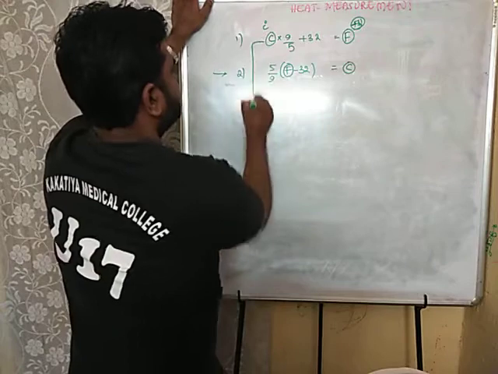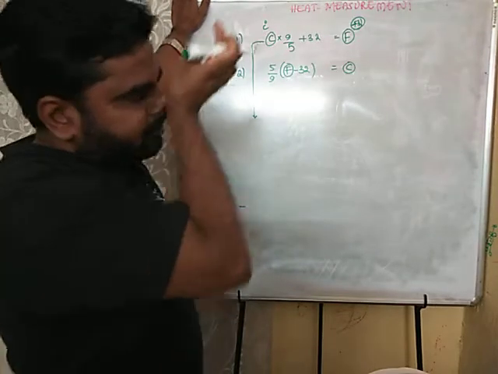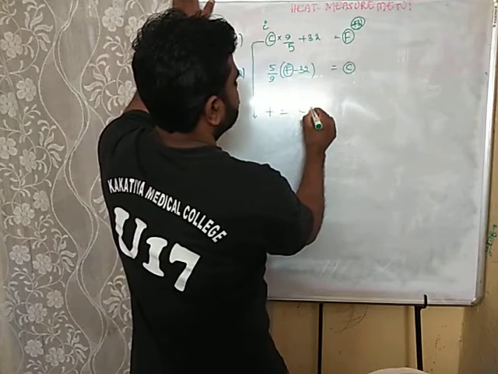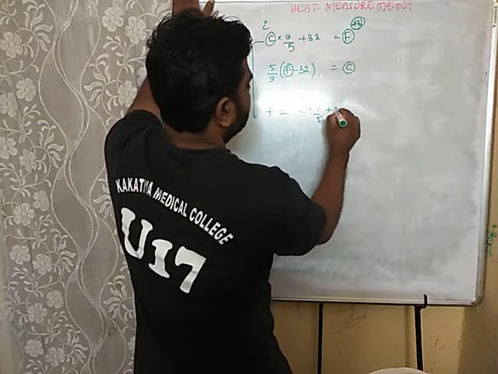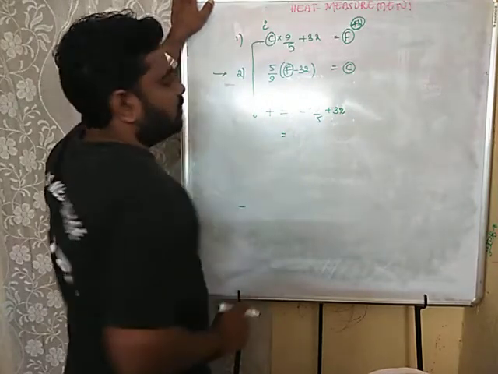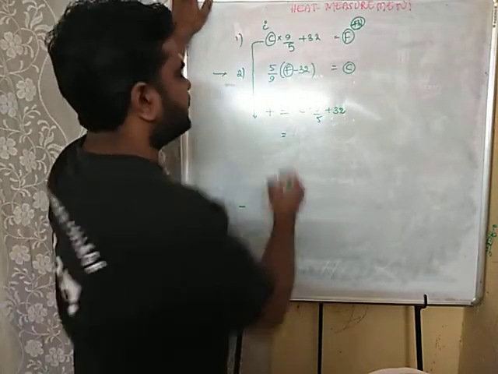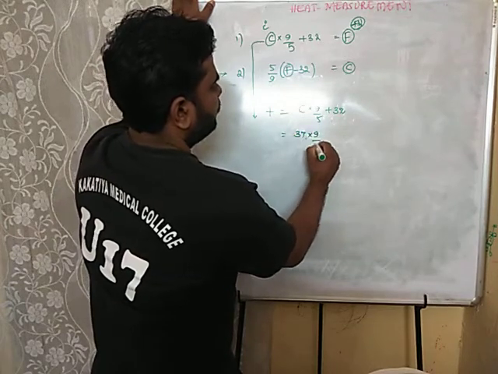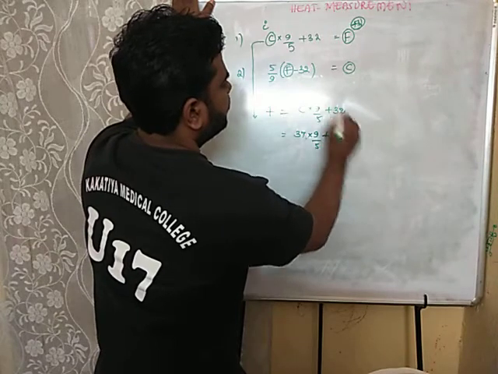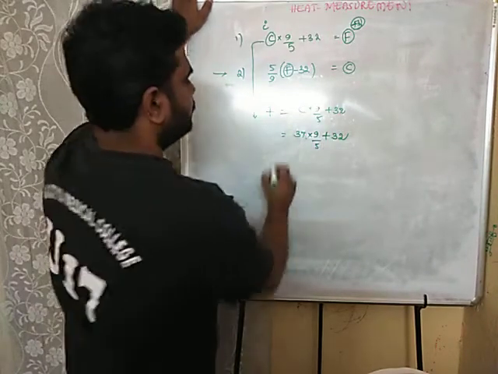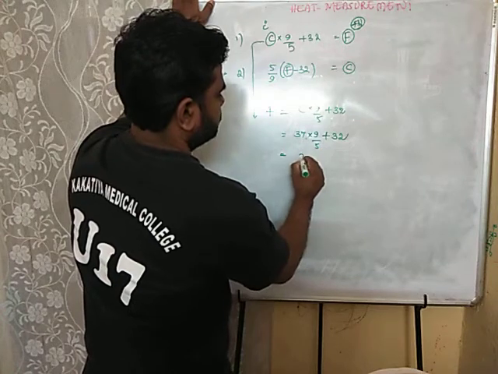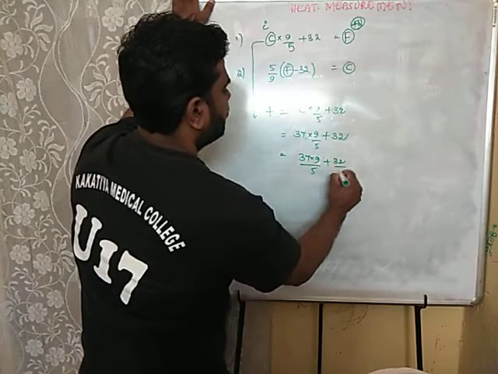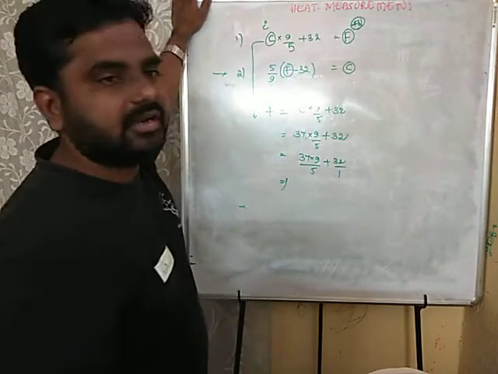Now the first one we will see. If you want the temperature, F is equal to C into 9 by 5 plus 32. Say our body temperature is 37 degrees Celsius. 37 into 9 by 5 plus 32, isn't it? In other words we can do it like this: 37 into 9 by 5 plus 32 by 1. So what will you approximately get here?